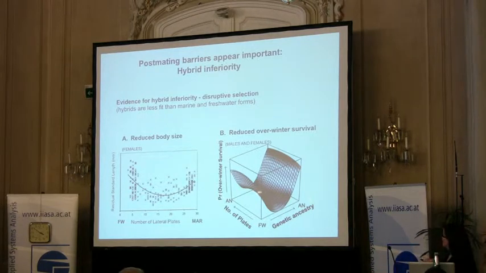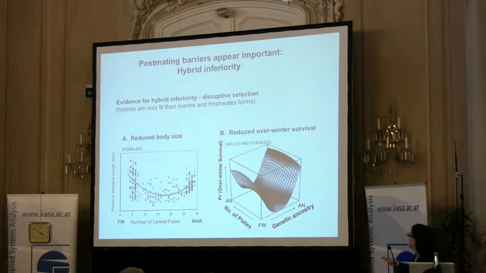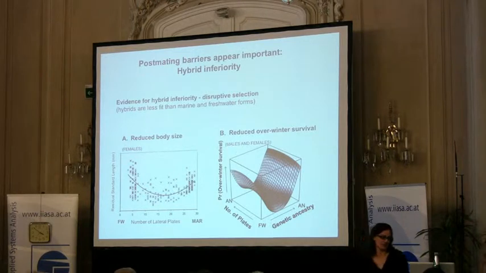Similarly, on this side of the plot, I'm showing you the probability of overwinter survival. I actually tracked individuals over time in the hybrid zone, resampling, and I was able to show that the probability of overwinter survival was significantly related to genetic ancestry. Individuals of intermediate genetic ancestry were much less likely to survive winter than the freshwater or marine forms. So we've got good evidence that there's strong disruptive selection going on in this system.